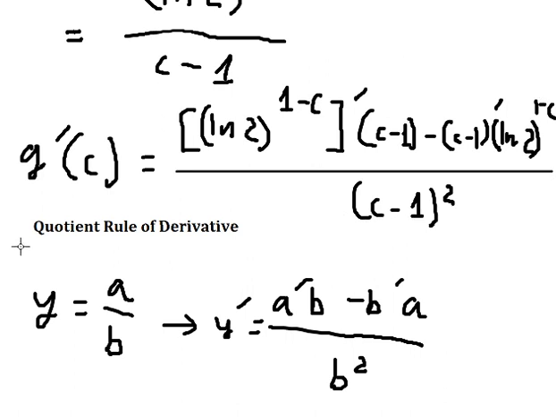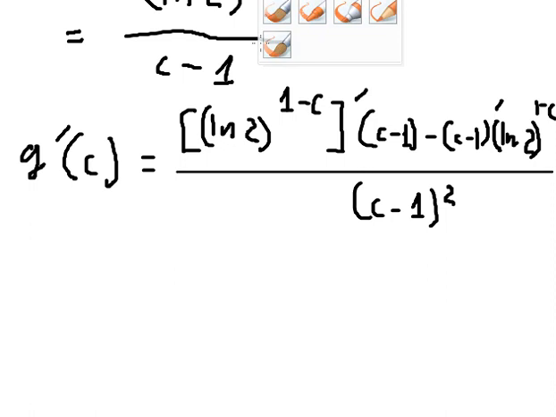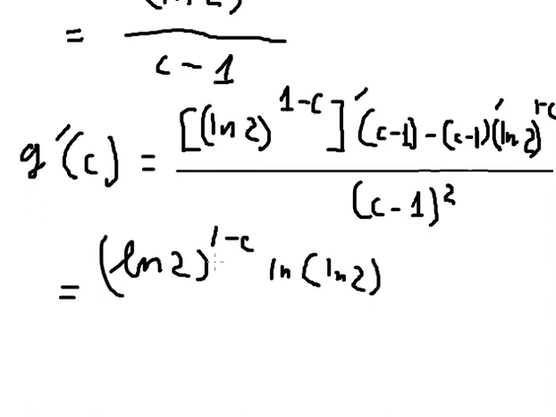Now, the first derivative of this one: we have ln 2 to the power of 1 minus c. Later we have ln of ln 2. And the first derivative of 1 minus c, this one we have negative 1 going in here. So this one we have 1.